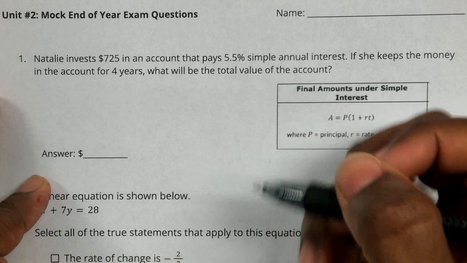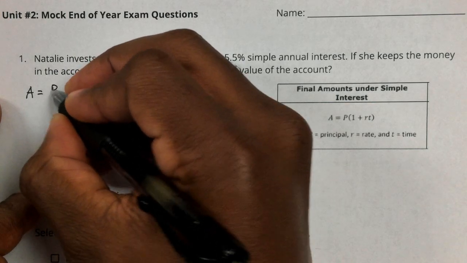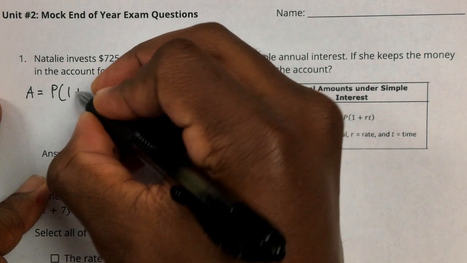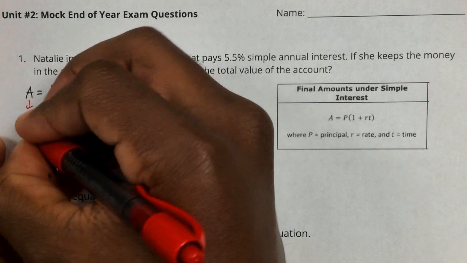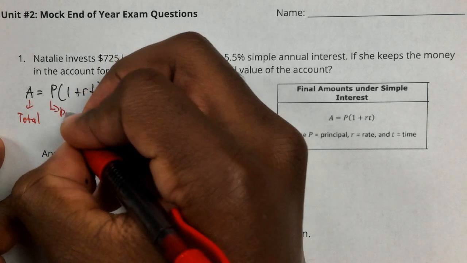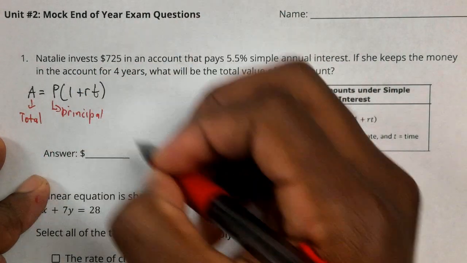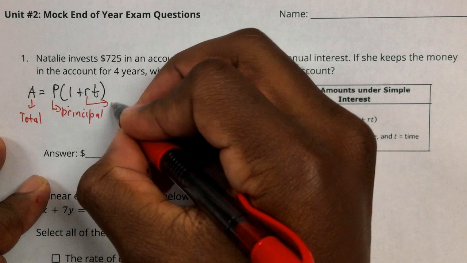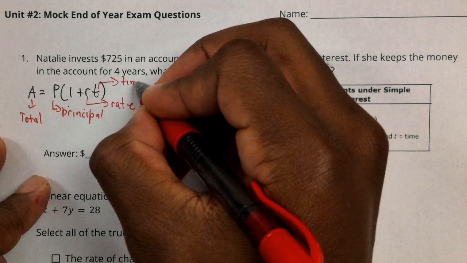the total. When you look at your simple interest formula, you need to know what these letters represent. Your A represents your total amount. The P represents your principal, which is your starting or initial amount. The R represents your rate, and the T represents your time.